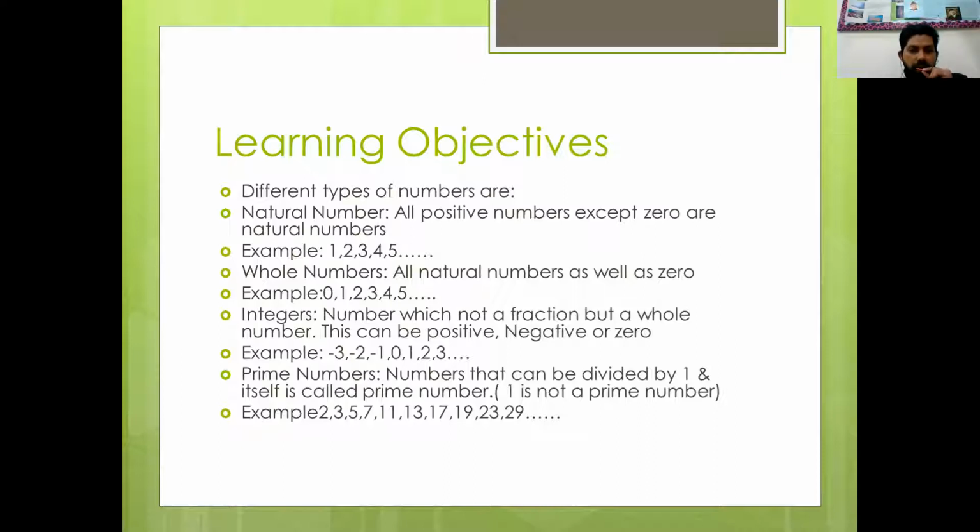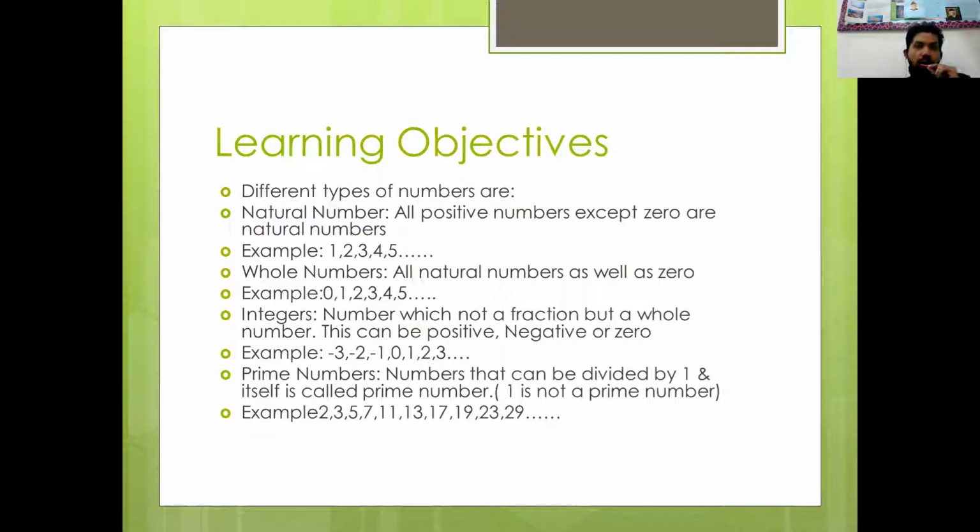Third objective, integers. A number which is not a fraction. I repeat, a number which is not a fraction but a whole number. That means, for example, not a fraction means it is not 3 by 4 or 5 by 6 or 10 by 2. This can be either positive, negative, or 0.